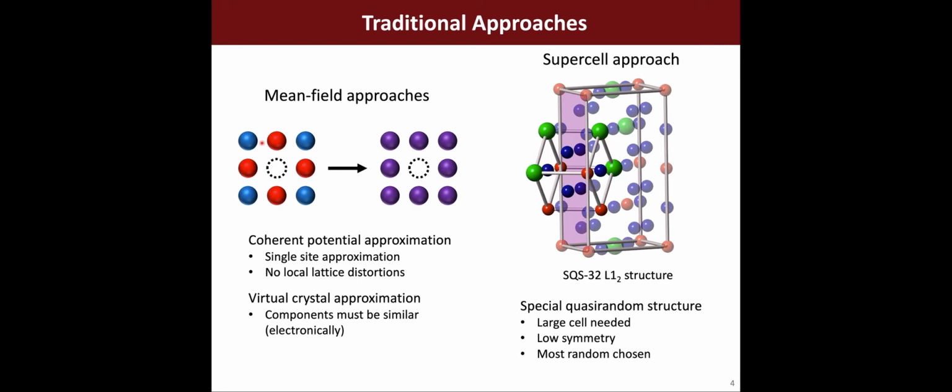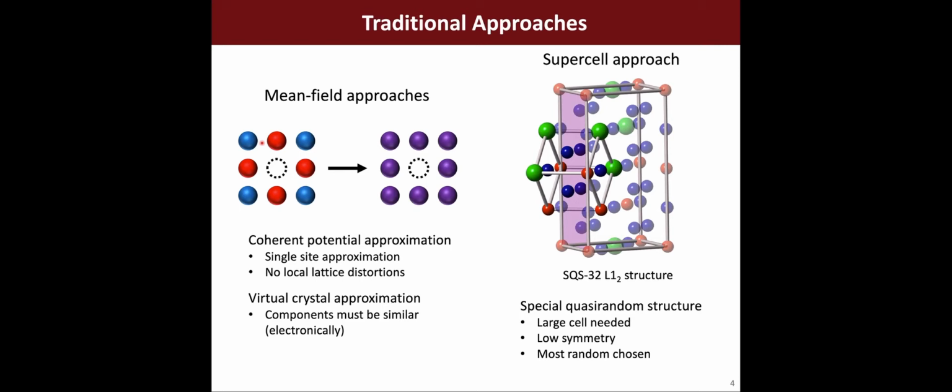The problem with this is that we lose some of the fundamental behavior that we expect in these materials. The fact that we have these atoms that are very different sitting in the same site and interacting is going to give way to local lattice distortions. These lattice distortions are very important in engineering applications, specifically giving rise to hardness. So with mean field approaches, you can see how we're going to miss some of this behavior.